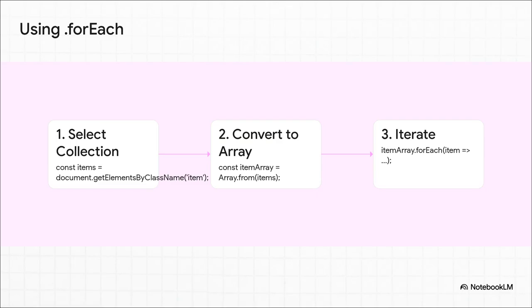So what do you do if you have an HTML collection, but you really want to use a convenient method like forEach? Well, the solution is beautifully simple. You just convert it into a real array using Array.from. It's just one extra step and boom, you've unlocked all the powerful array methods you already know and love, like map, filter, reduce, all of it.